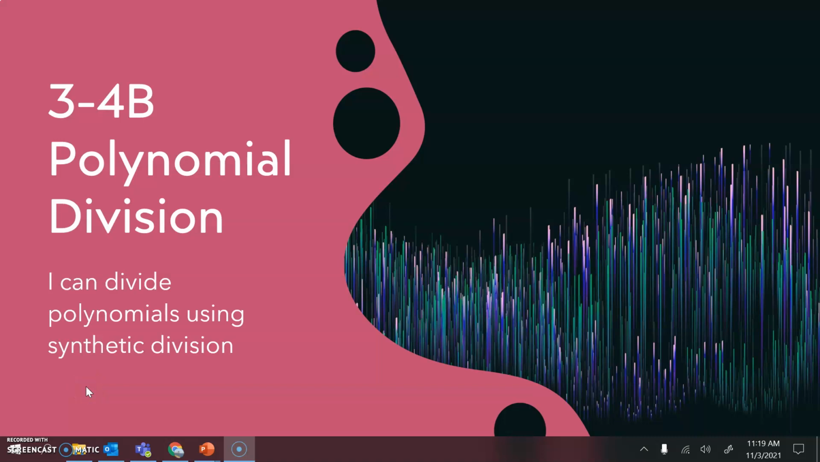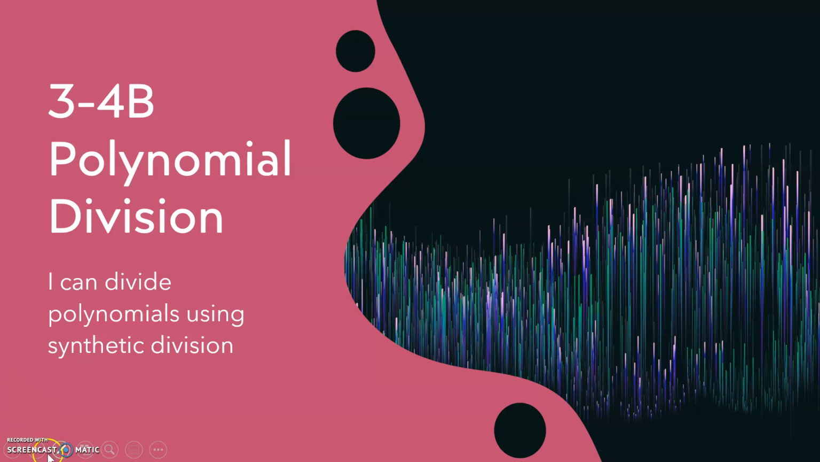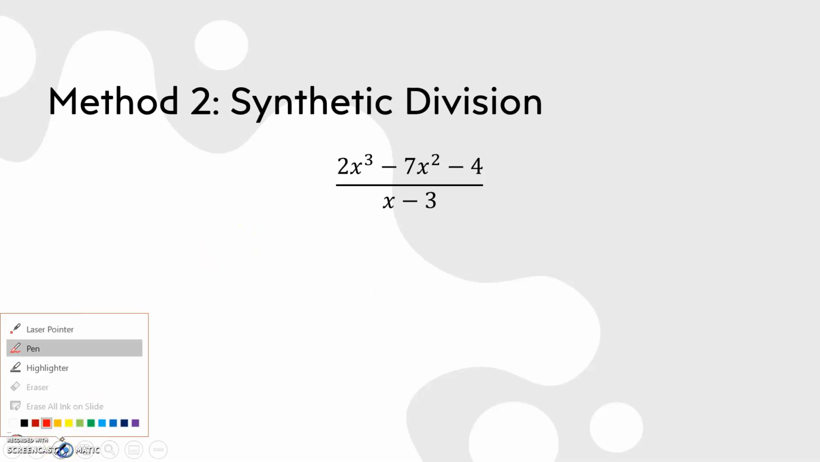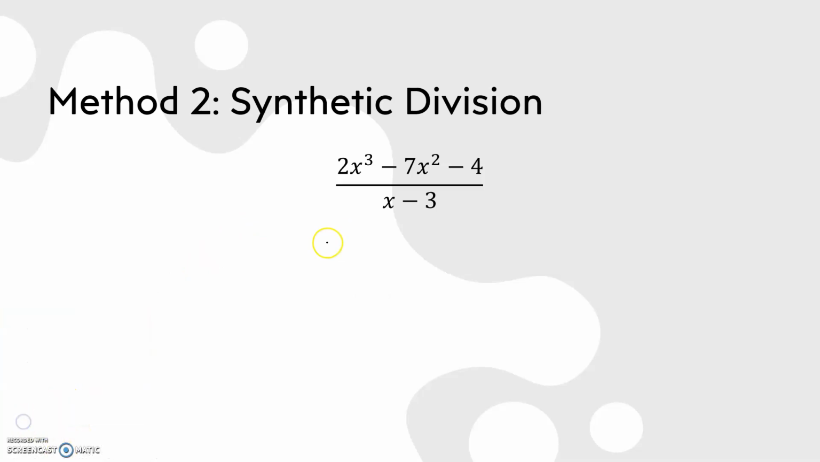Since a number of you will be gone for the soccer game, this is a video about polynomial division. We are going to use a new method today called synthetic division. Before, we would have made a box. For synthetic division, we are going to just write down the coefficients: 2, -7, 0, and -4.